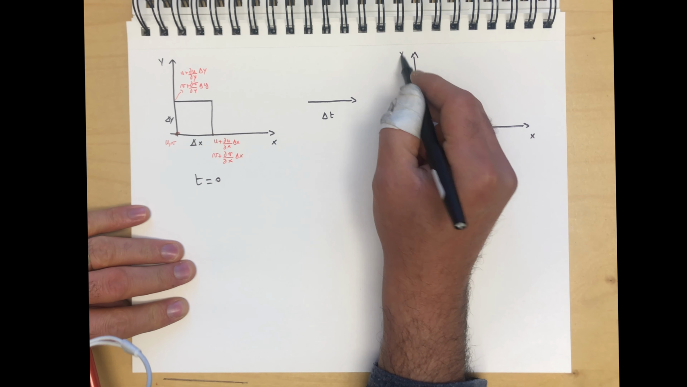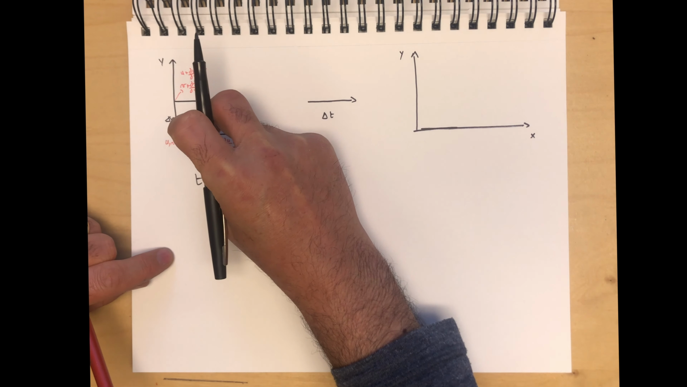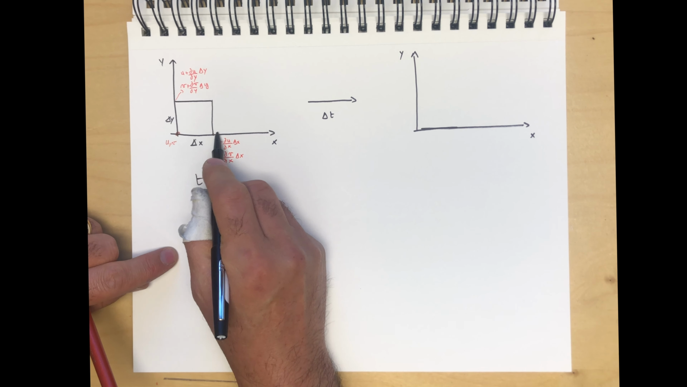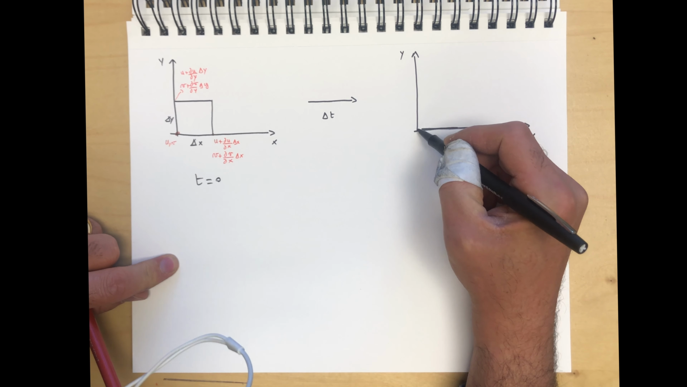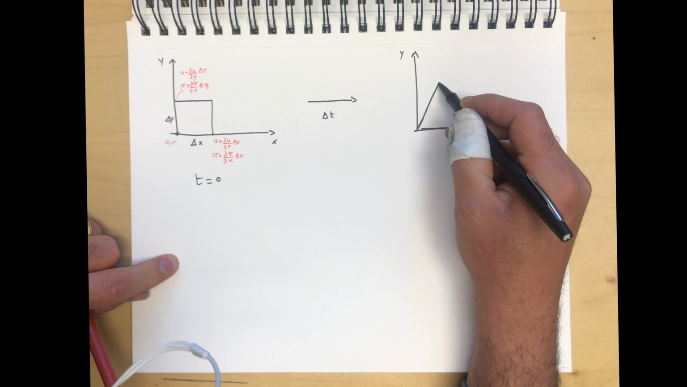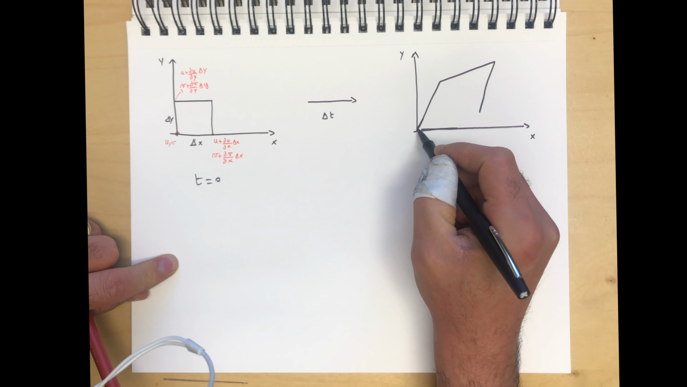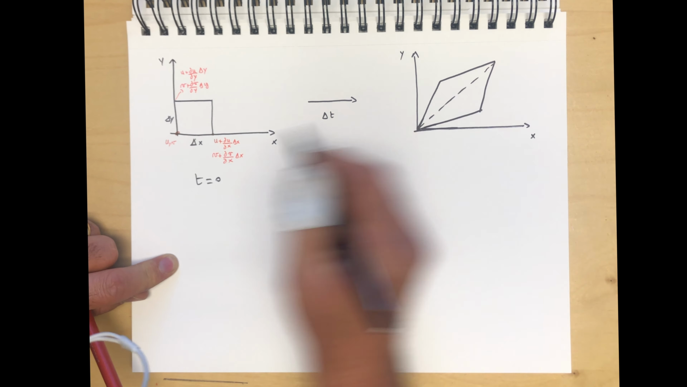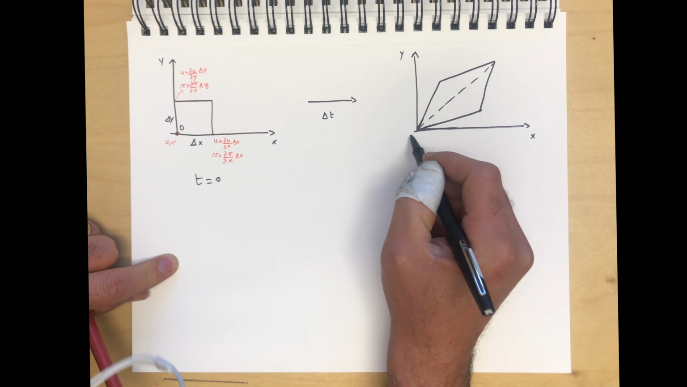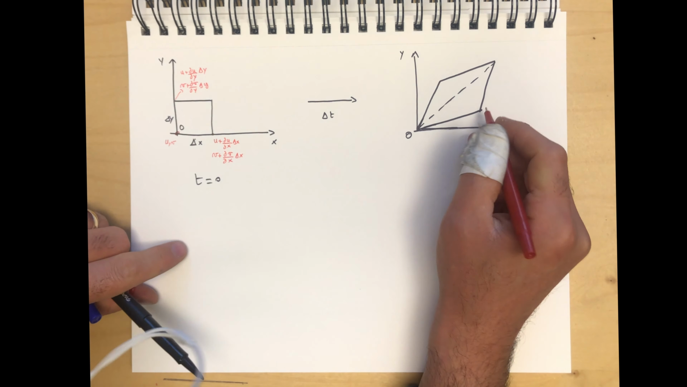It's obviously going to be stretched. This point is going to go in this direction, that point in that direction, and this one in that direction. So we're going to have something that looks like this. Okay? And if this is the origin O, this is still the origin O. Now what matters here are the distances.